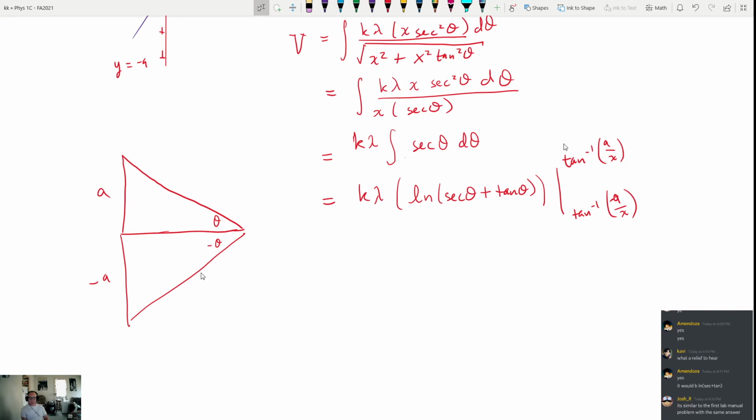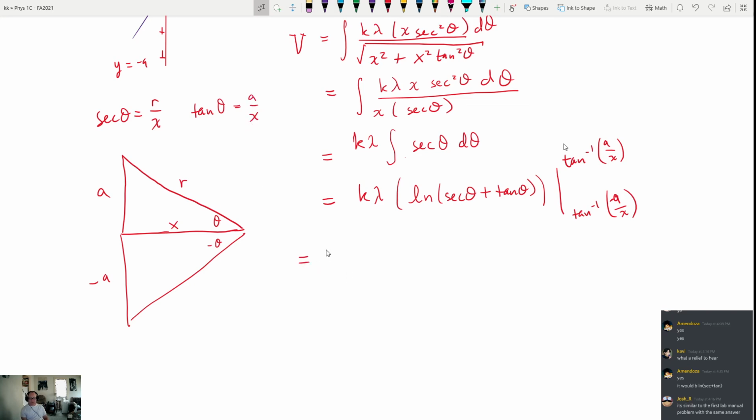The sides are a, negative a. This is like our theta, and this is like our negative theta for our limits. And secant theta. So if this is a and this is x, secant theta would be r over x, right? And tan theta is just a over x, right?